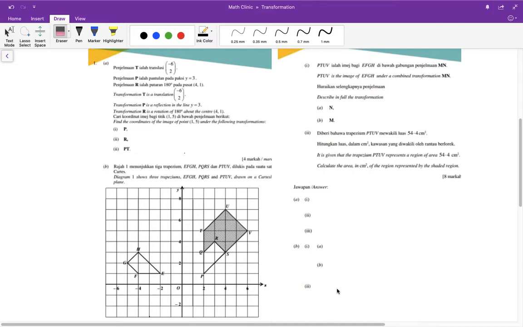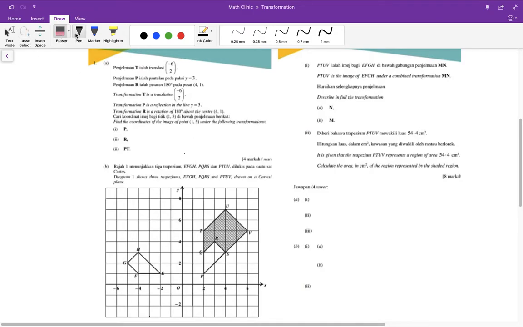Transformation is one of the chapters, okay? Most of the questions come out in paper 2. Most of the time it is paper 2. So you need to strengthen yourself and do more exercises, because sometimes the questions are very tricky and kind of complicated. But it's actually not that complicated. Just do more and you will understand more.